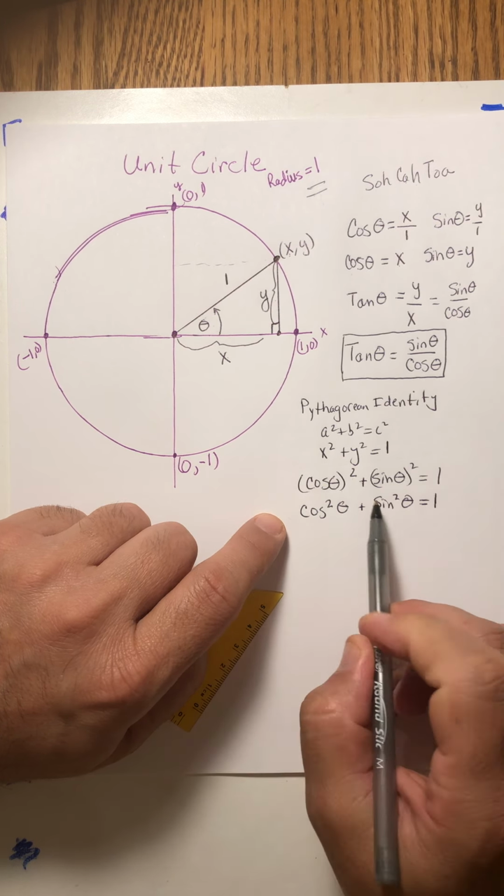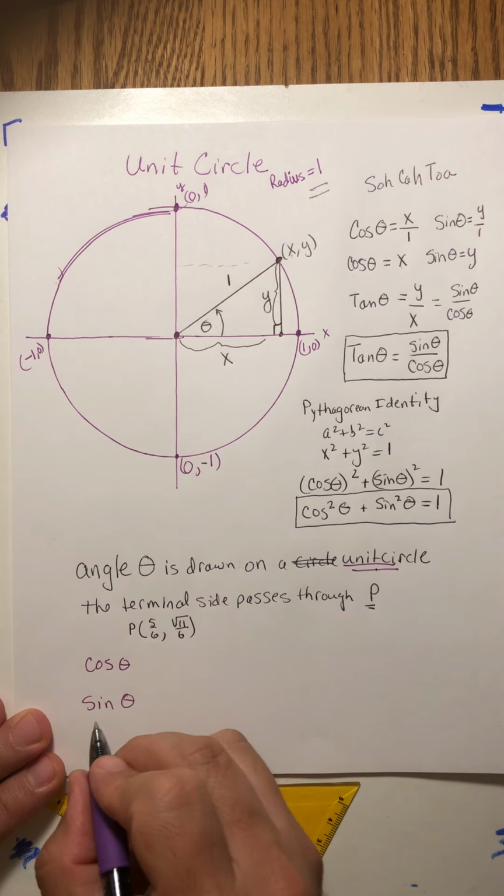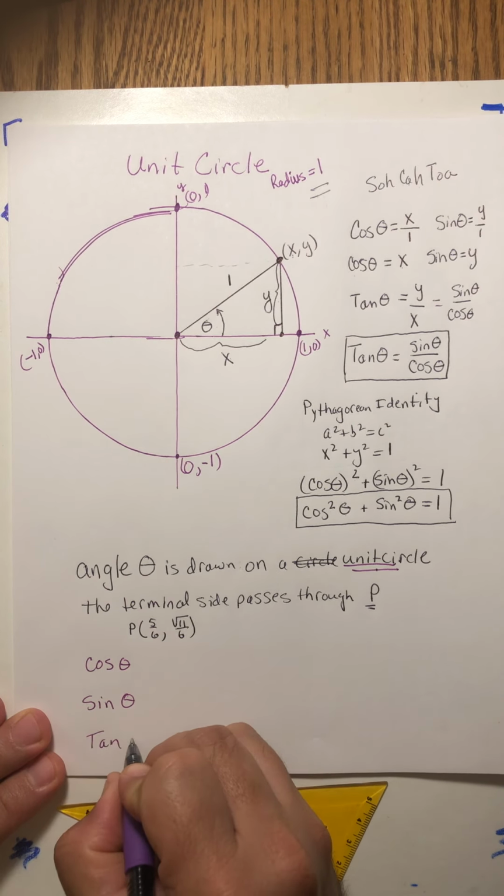All right, so now what do we know? We know that this is a unit circle. Okay, and in a unit circle, the radius is equal to 1. And these are the coordinates of my point P. Right now, we know the cosine of angle theta, we know the sine of angle theta, and we know the tangent of angle theta. Okay.